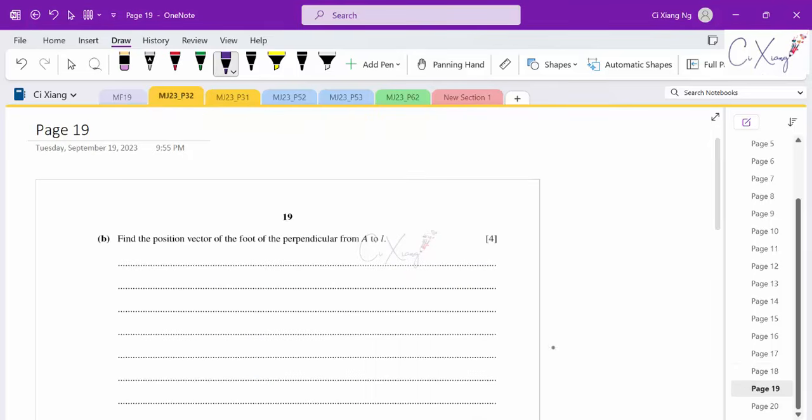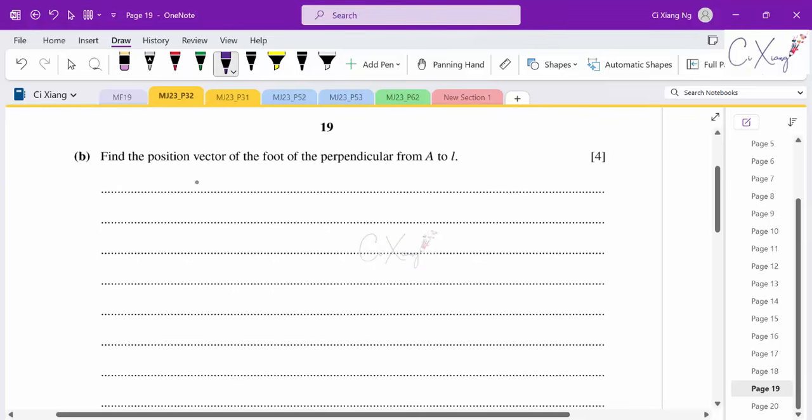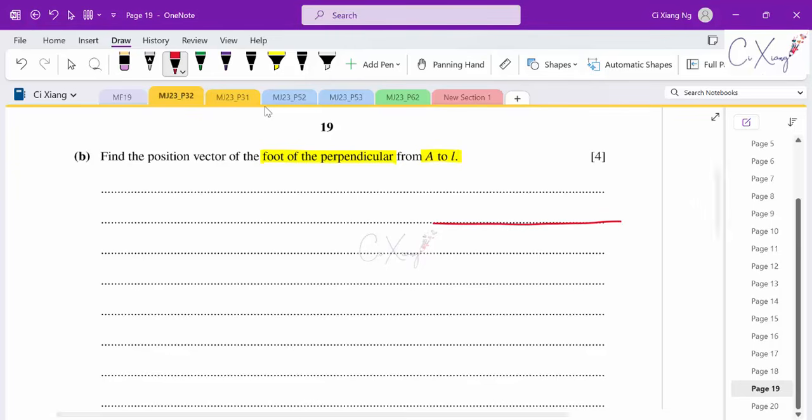For part B, now they want us to find the position vector of the foot of perpendicular from A to L. If you try to observe, let's say this is a line L, and then let's say this is the point A. What is the foot of perpendicular? That means if I draw a straight line from A to L, the intersection point between the line from A and L at 90 degrees is the foot of perpendicular. For me, I will label it as F.